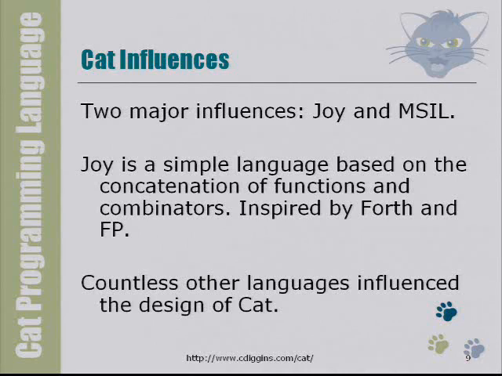Joy, which is a very obscure language by a fellow named Manfred von Thun in Australia. And of course the MSIL was highly influential. But of course between those two languages are countless other languages like FP and Scheme and Forth, and they've all come to play in the design of CAT.